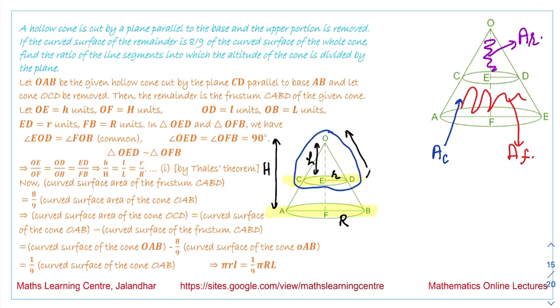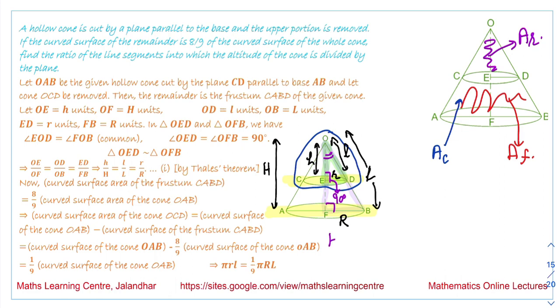The slant height of this larger cone is capital L, and the slant height of this smaller cone is small l. If we look at these two triangles, OED and OFB, we have this angle at E and this angle at F. Both these angles are equal to 90 degrees. For these two triangles, the angle at O is the common angle. So both these triangles are similar to each other.